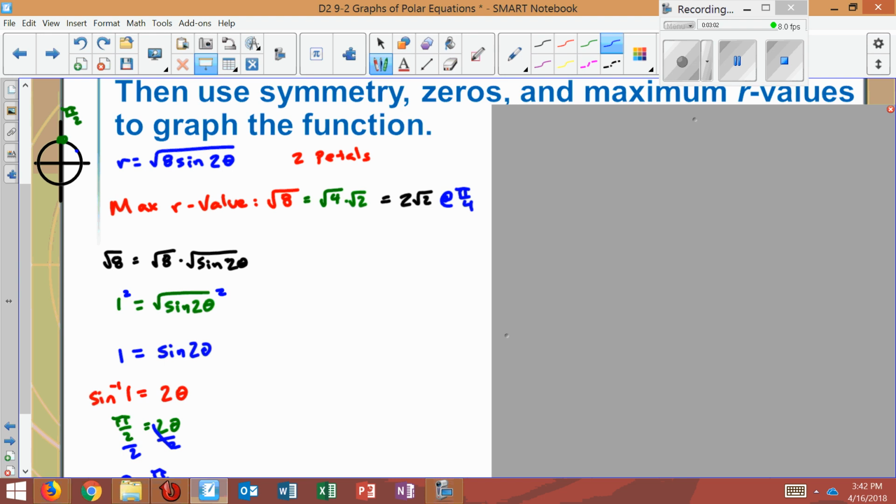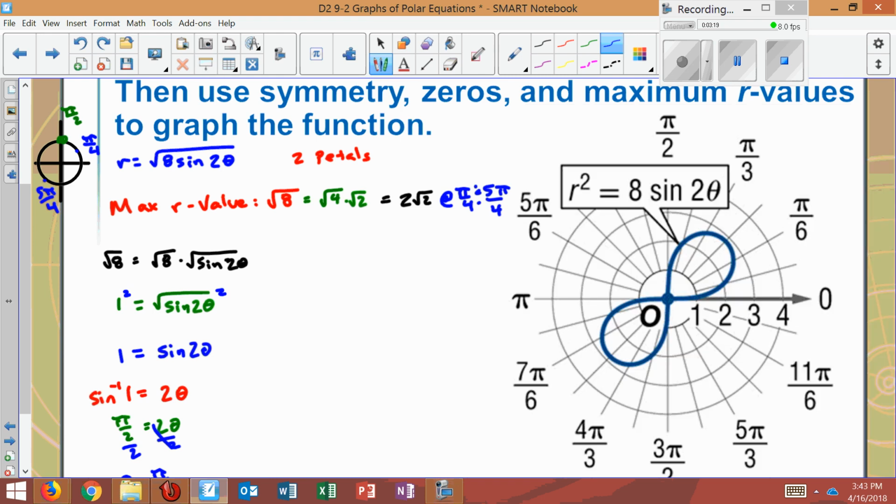So if this is pi over 4, what is pi over 4 in the third quadrant? That'd be a little bit more than 1 whole pi. It would be 5 pi over 4. So that would be how you get these two, pi over 4 and 5 pi over 4. I guess at this stage, I'll just go ahead and show you the picture. So here it is, the 2 petals. Notice this value here, that's the square root of 8, or 2 square roots of 2, right there. And so that's the max.